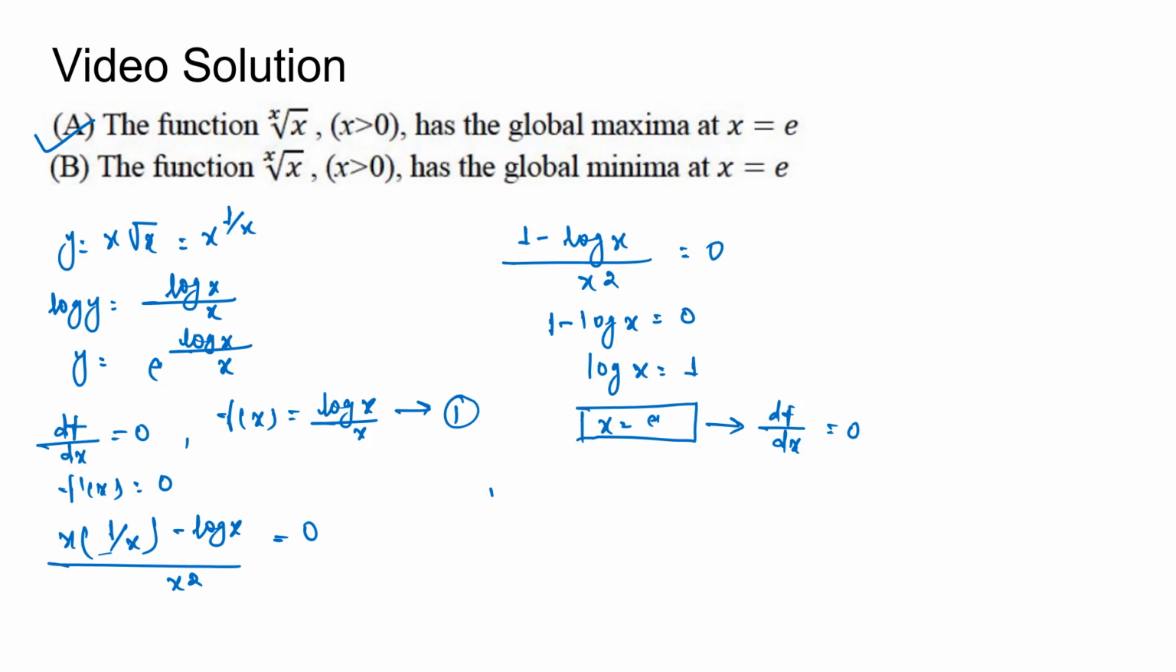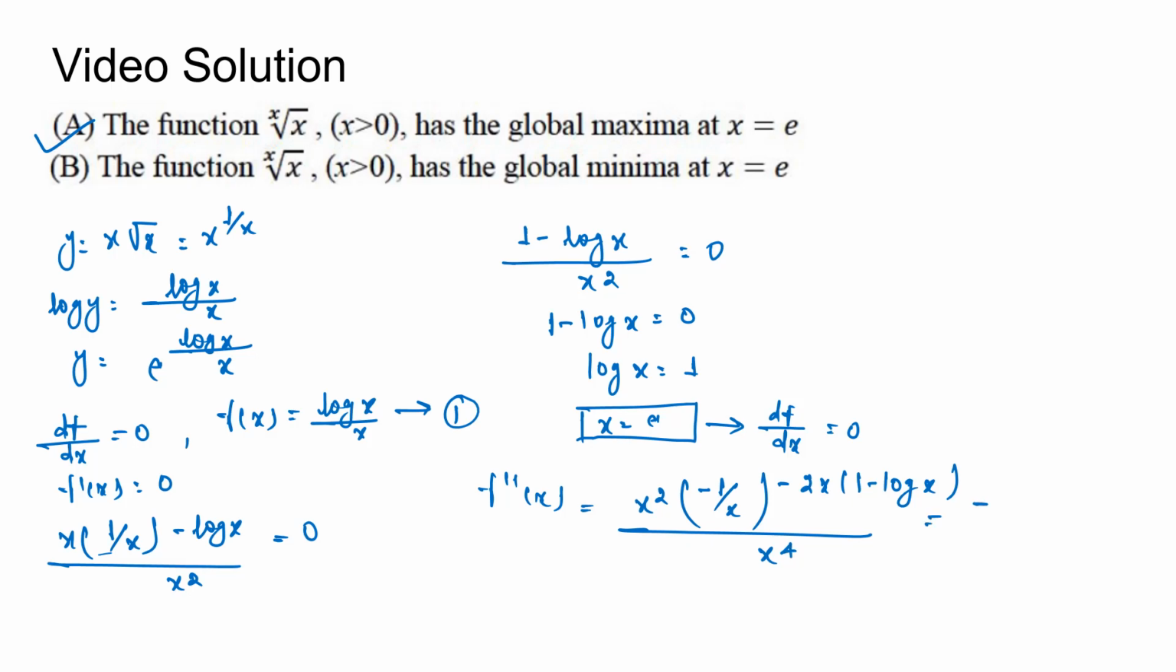Now if we get the double derivative of the function, that will become x squared into minus 1 by x minus 2x into 1 minus log x divided by x to the power 4. Now if we simplify it, we will get minus 3x plus 2x into log x divided by x power 4. Here we have used the UV rule that we know. So for simplification, I have just written the whole derivation here.